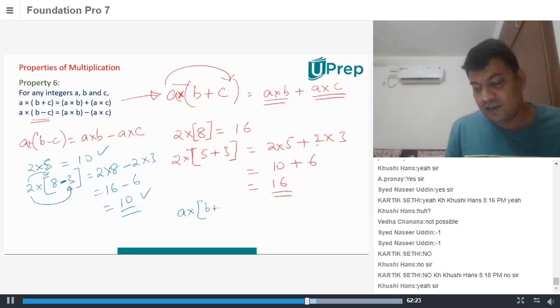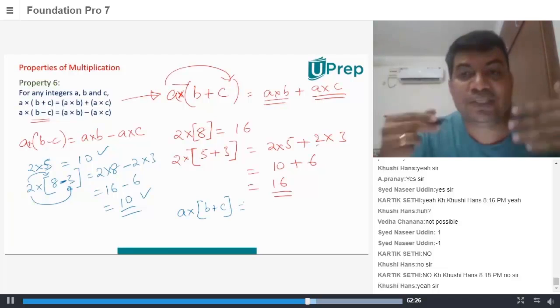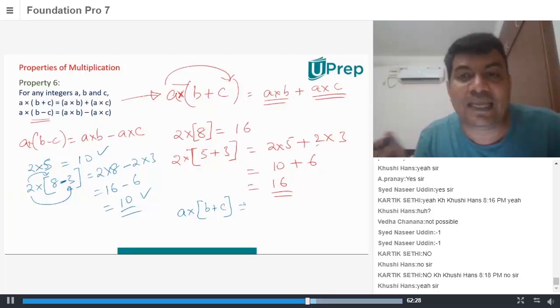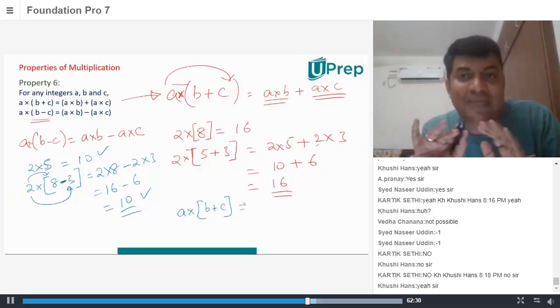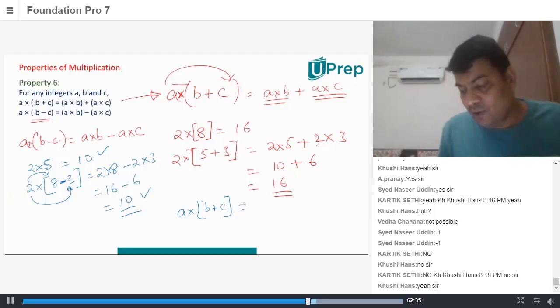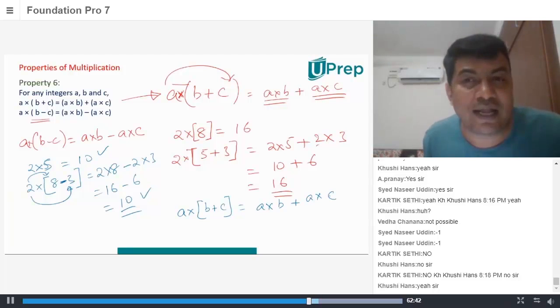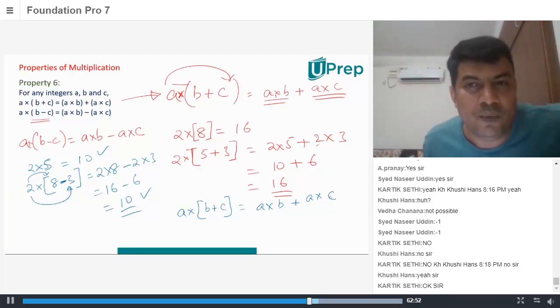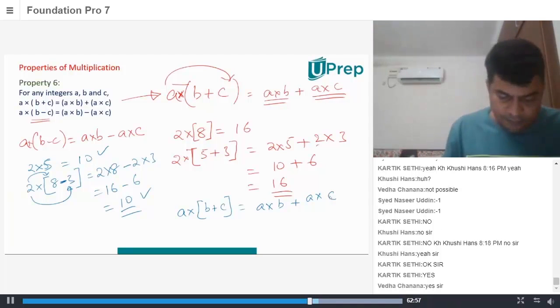The way we say this mathematically, whenever there is a bracket like this, I want you to use this language: A times of B plus C means A into B plus C. A times of B plus C is equal to A times of B plus A times of C. That's the language I want every kid in this class to use. Will you use this language, everyone, from now on? Yes, sir. Brilliant, brilliant.